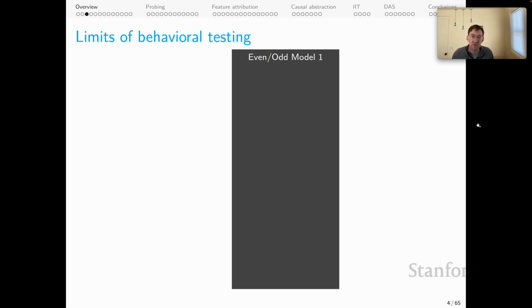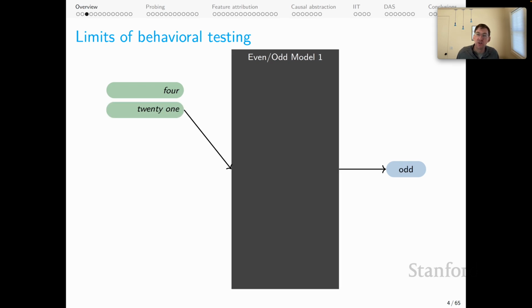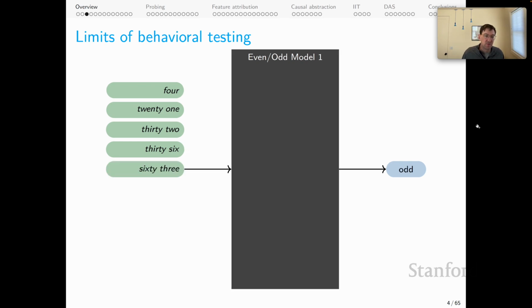But recall, this even-odd model takes in strings like 4 and predicts whether they refer to even or odd numbers. So 4 comes in and it predicts even, 21 and it rightly predicts odd, 32 even, 36 even, 63 odd, and this is all making you feel that the model is a good model of even-odd detection. But you need to be careful. You've only done 5 tests.